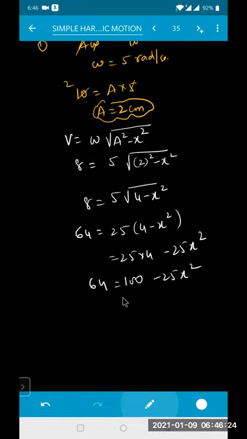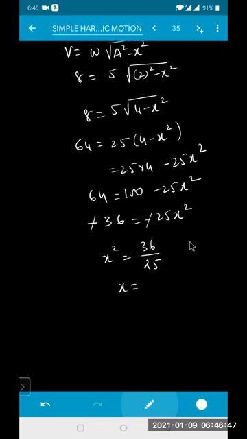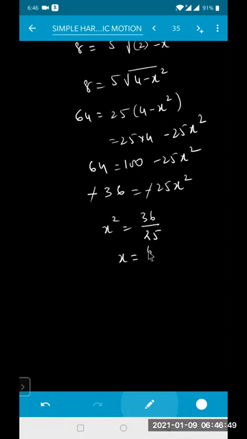Okay, so if I'm taking this value here, how much am I getting for this one? Minus 36. Minus will get minus 36. And here, both will get cancelled. So x squared is equal to 36 divided by 25. That means x will be equal to how much? 6 by 5, isn't it?